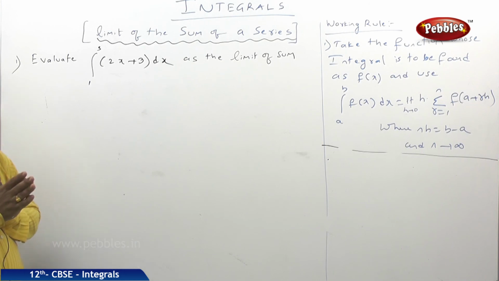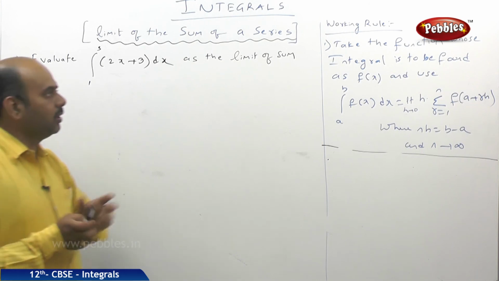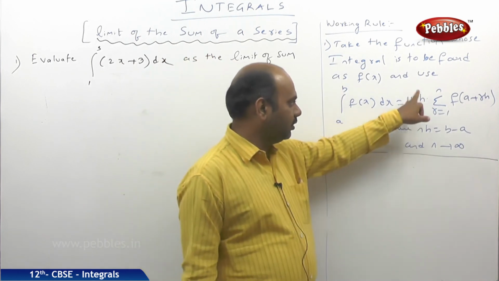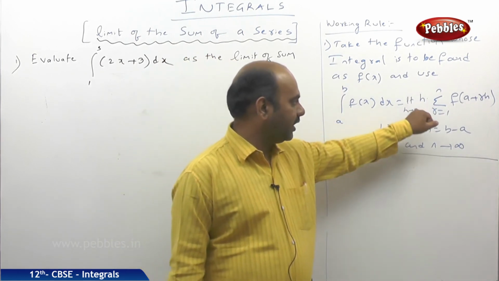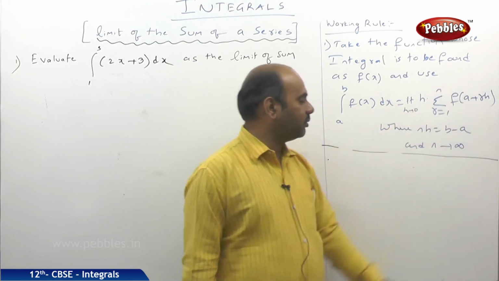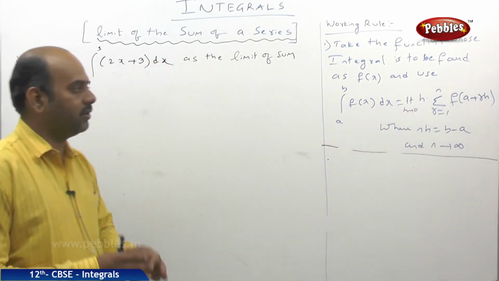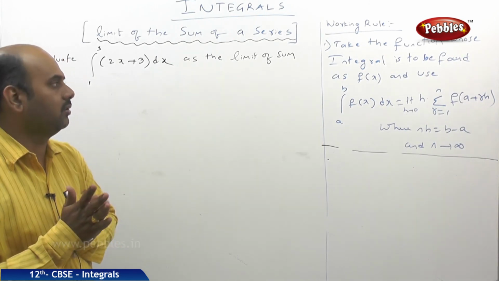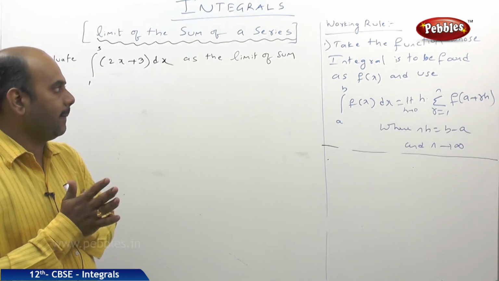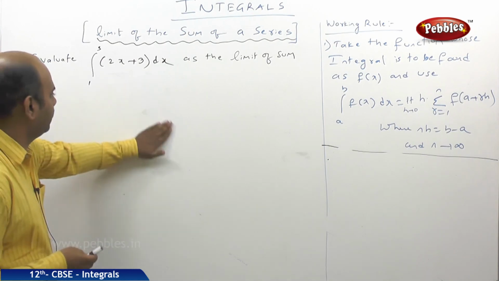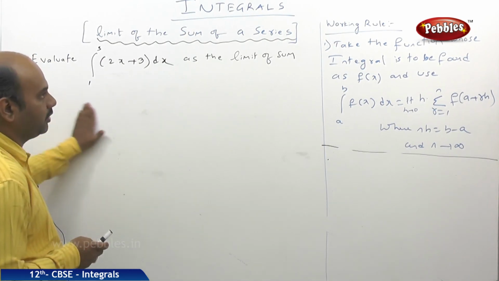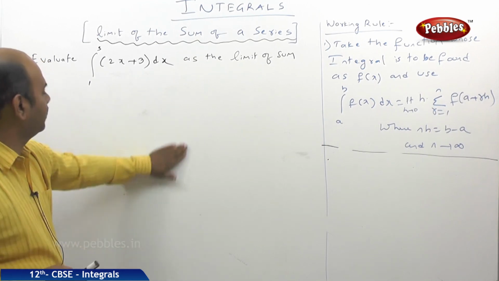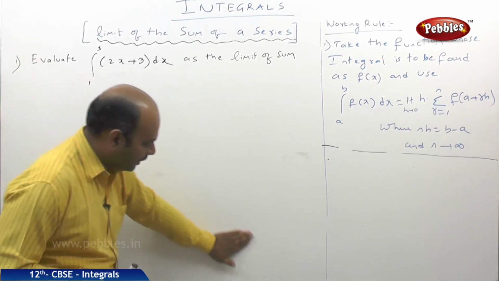Here we need to remember a small working rule. What is that working rule? Integral a to b f of x dx is equal to limit h tends to 0, h into summation r equals 1 to n f of (a plus rh), where nh is equal to b minus a and n is tending to infinity. Here we need to take the function whose integral is to be found as f of x. Now I will go by an example.